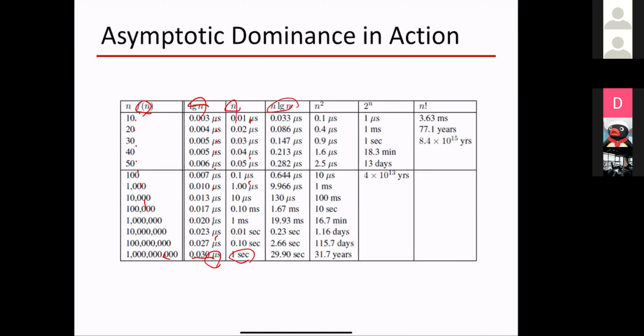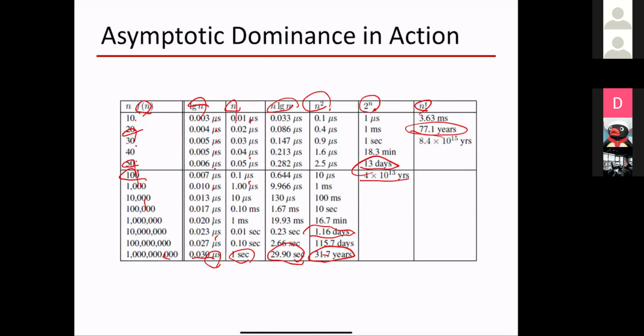When it's n log n, it's 29 seconds, but for n squared, with 10 million it's 1 day. Your algorithm is not useful anymore. When the input is 1 billion, your computation takes 31 years. You can't use this. For 2 to the power n, if your input is 50, it takes 13 days. If your input is 100, very long times, not in your lifetime. Okay, n factorial is the worst. With a size of 20, it takes about 77 years, which is not useful.